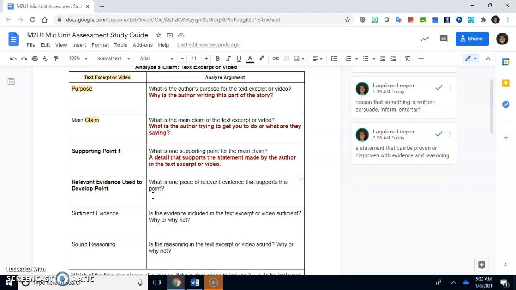For example, in the previous lesson, we talked about Section 7. The supporting point was when consumers buy locally grown food, it supports the community and the local economy. So then the relevant evidence was the quote that said, by selling directly to consumers, Joe gets to keep more of that money. So the evidence had to do with the money. So when we talk about relevant evidence, it comes directly from the text or video and is related to the claim.